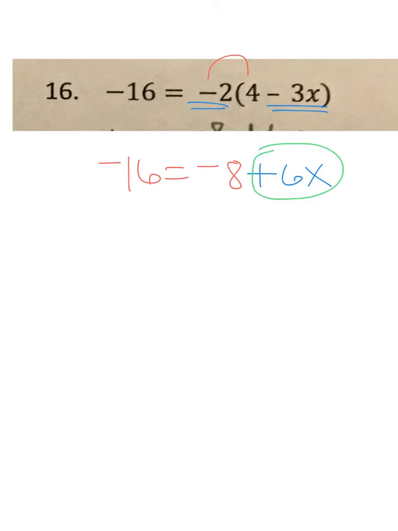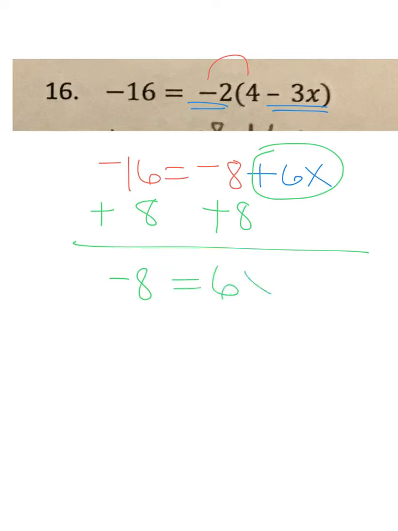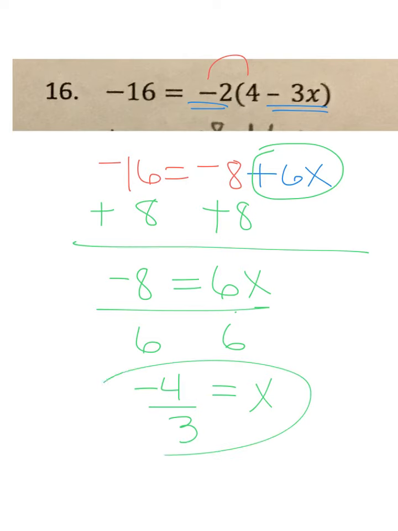Next, I'm going to circle my positive 6x, which means I need to get rid of negative 8. So I need to add 8 to both sides. Negative 16 and 8, they're different signs, so I subtract, keep the sign of the larger number, and I get negative 8 equals 6x. So I'm going to divide both sides by 6. Negative 8 and 6 don't divide out evenly, but I can take a 2 out, so I get negative 4 over 3 is my answer.